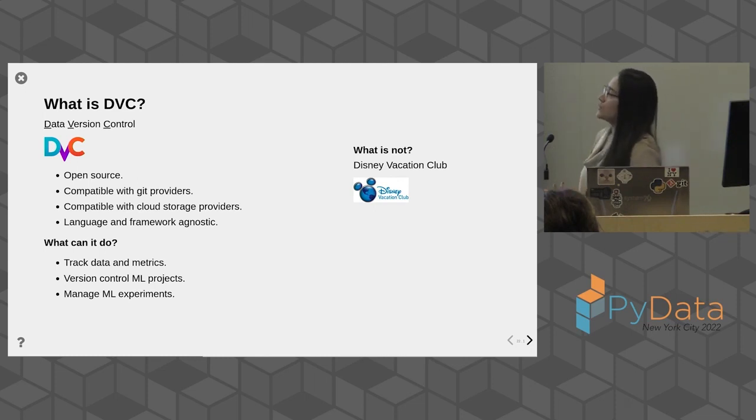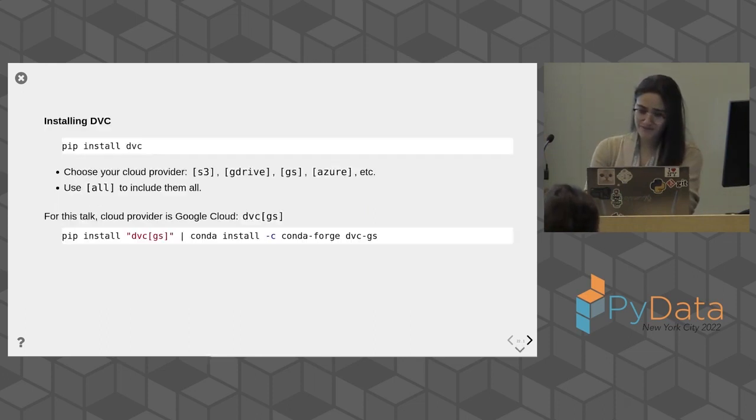So what can DVC do? What DVC does is to track very nicely all the files that I'm generating, data files, models, and metrics. And also, it helps me to version control my ML projects. So not only one step, not only one file, but the project itself. And also to manage them, because it's huge. And we're going to see some examples of it.